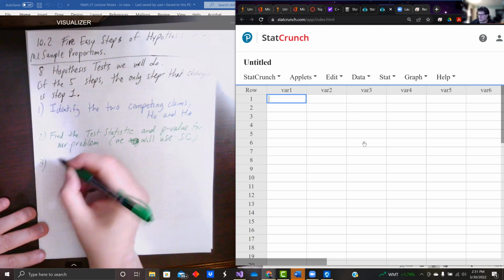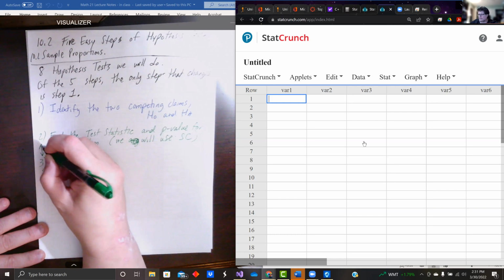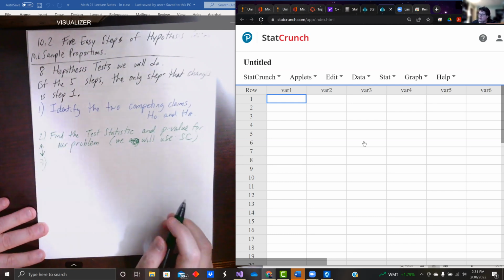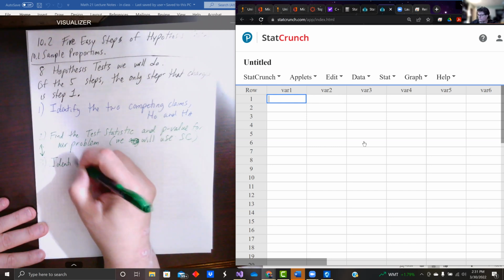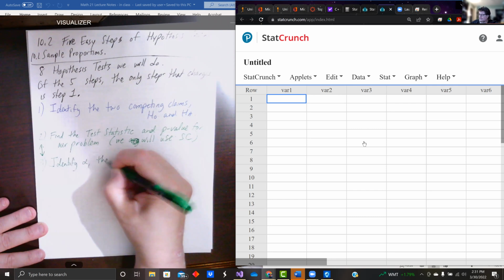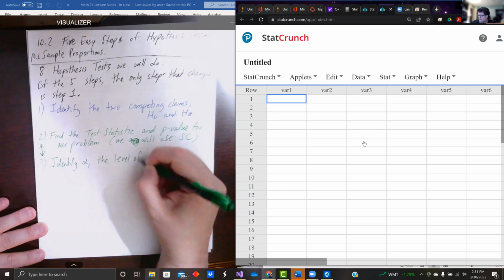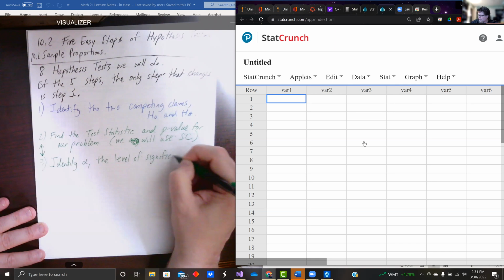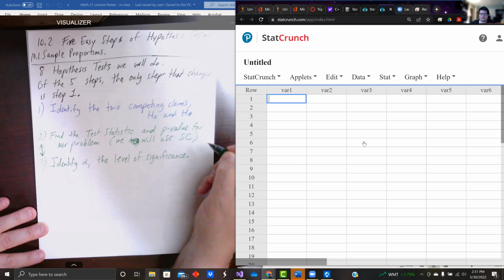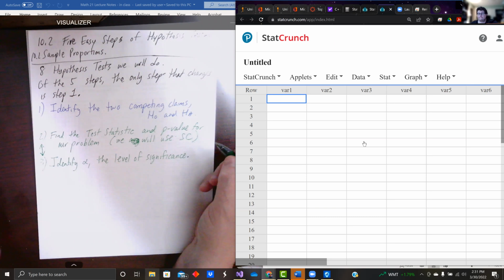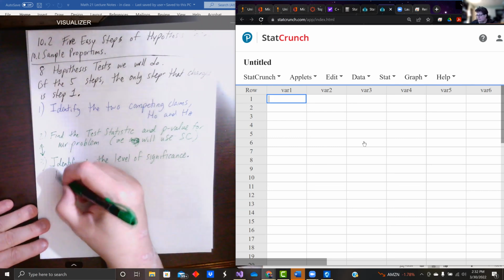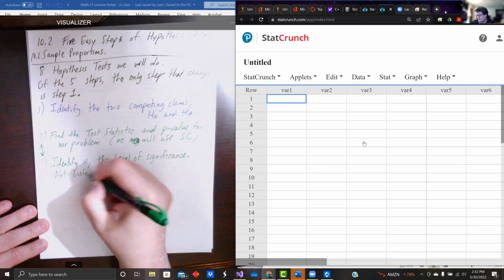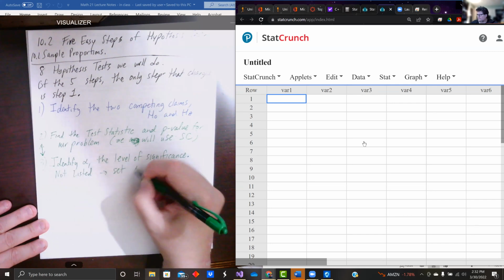The other one, these two are interchangeable, the order you do them in, because it doesn't matter which one you do first. The other one is identify alpha, the level of significance. You want to know how precise you want to be, how much error you're willing to allow. Okay. If it's not listed, set alpha to be 0.05.